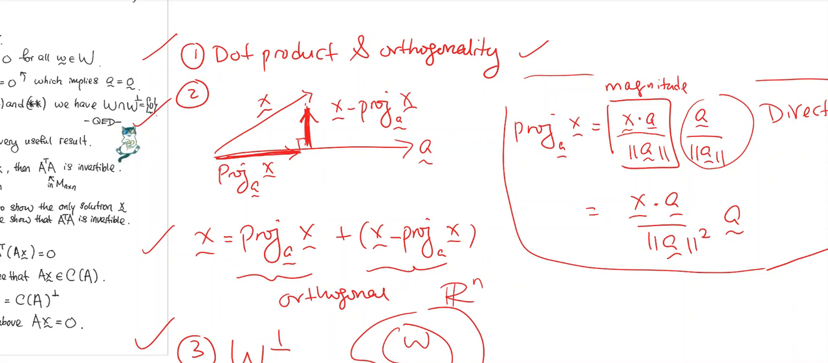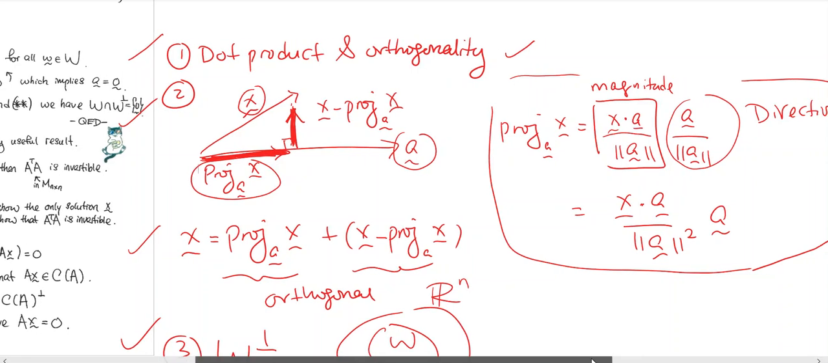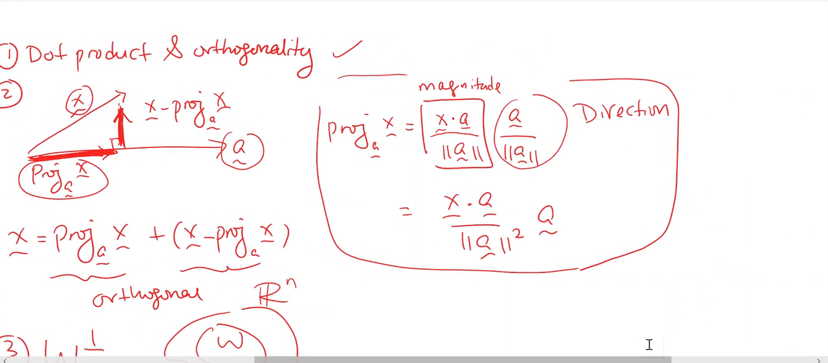We also use dot products to develop the projection formula. We take a vector x and a vector a, and we are looking for how much of the vector x is actually on a. We went through the derivation in the previous video, which is very simple.